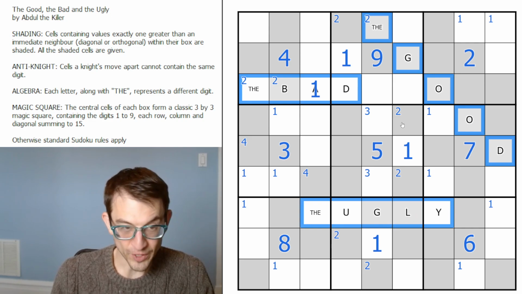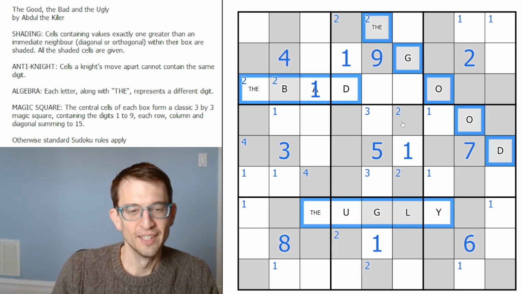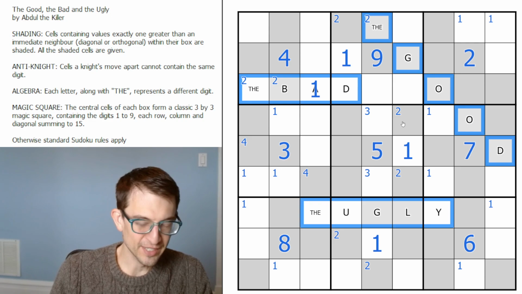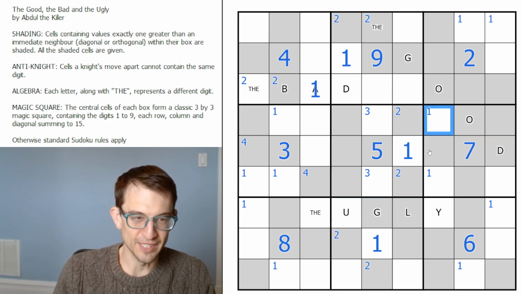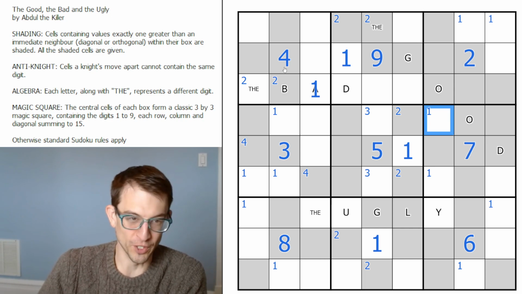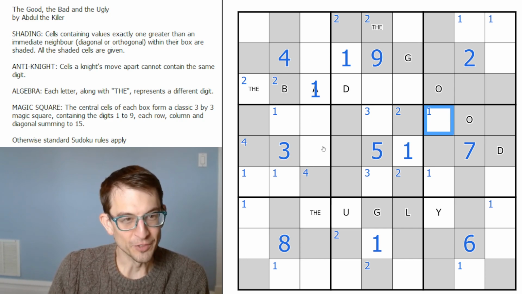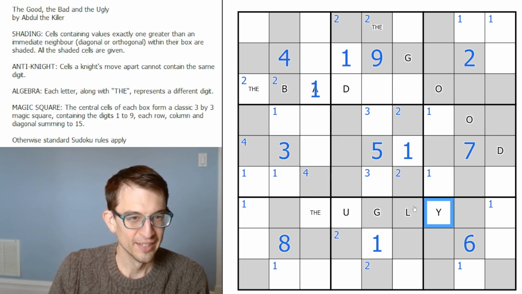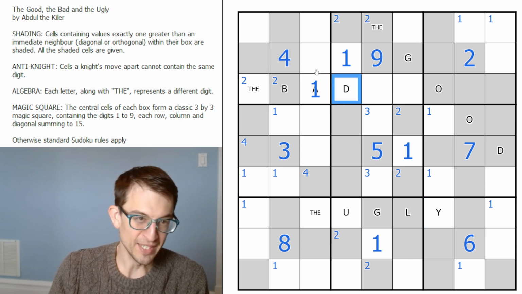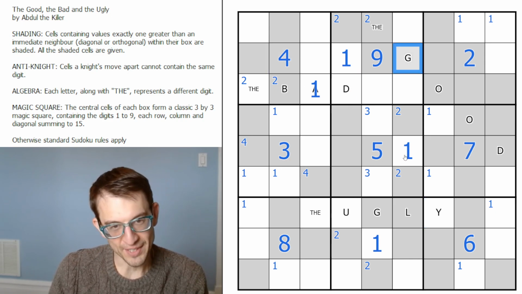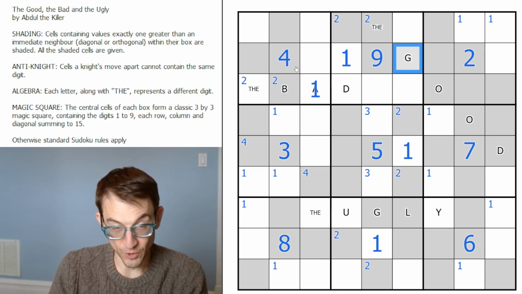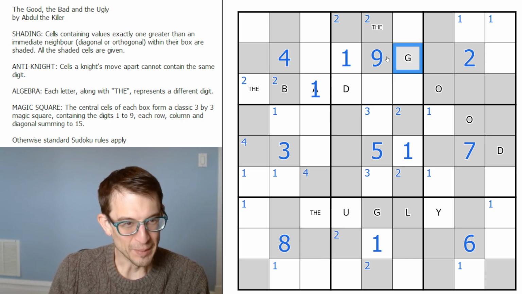So there are 9 different letters here, which means every digit is going to have to be one of the different letters. So maybe I think about where the 4 goes, for example. The 4 is going to have to be either this O or the U, L, or Y. Why can't it be D? Because that's a knight's move away. Why can't it be G? So I can think about things like that, and I'm going to go through each digit and hopefully find something.